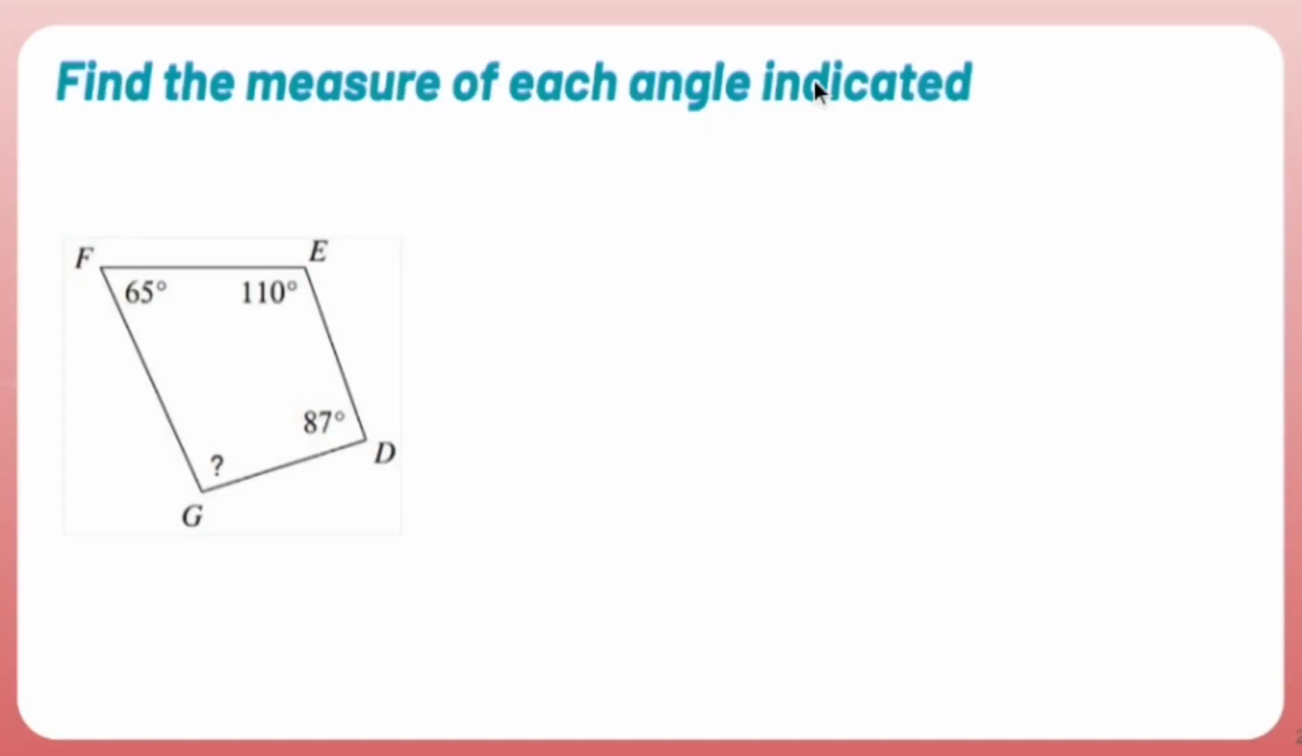Find the measure of each angle indicated. All right, so it looks like in this case, I only have to find angle G. Now, what I have here is a 1, 2, 3, 4-sided figure, also known as a quadrilateral. The angles in a 4-sided figure add up to 360 degrees. I've been given 3 of those angles. So if the angles add up to 360 degrees, then 65 plus 110 plus 87 plus, I don't know, I'll call it X equals 360 degrees.